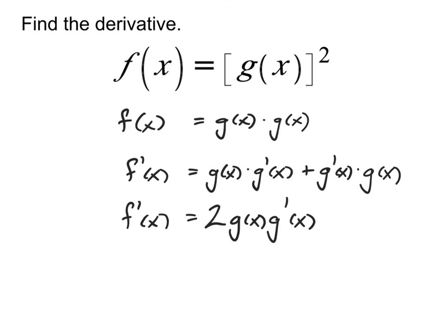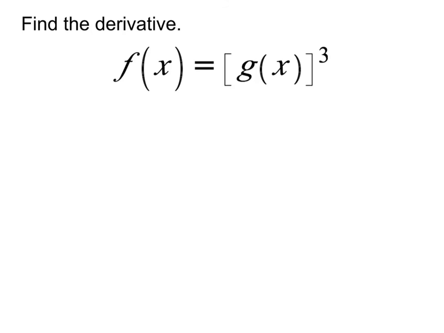If we had done this in the first place, we wouldn't even have had to do some of that other work, because I could have just seen that anytime I'm squaring a function, I'm going to end up getting 2 times the function times its derivative. Well, that would also be useful if we had done that for the cubic function, right? So now let's go ahead and cube g of x and see what the derivative of that one would look like.